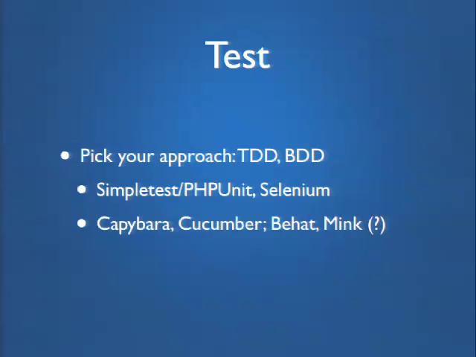Some tools you may not have heard of, though: Capybara, Cucumber, and then Behat and Mink. On the left there, you have your Ruby tools, and on the right, you've got your PHP versions. Capybara and Cucumber are very, very well accepted. Behat and Mink are newer projects that I have not spent any time with; I've read the code and that's it. I haven't actually run with them, but they serve exactly the same ideal purpose. Capybara is kind of a test runner, and Cucumber is a behavior-driven development framework.